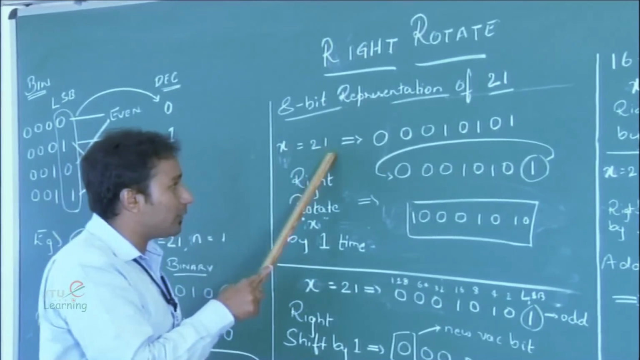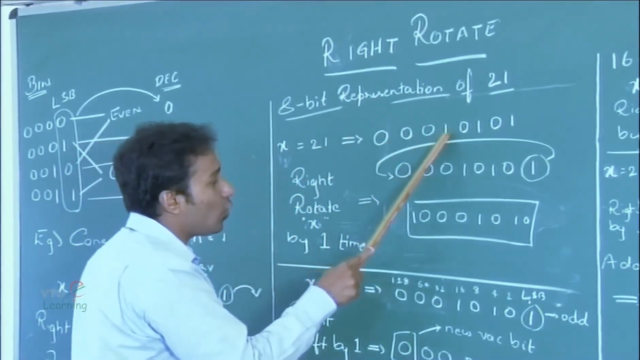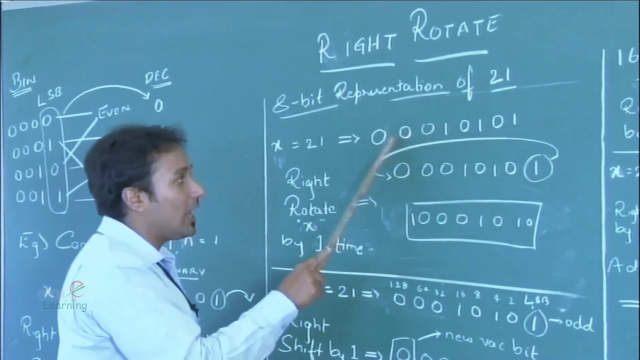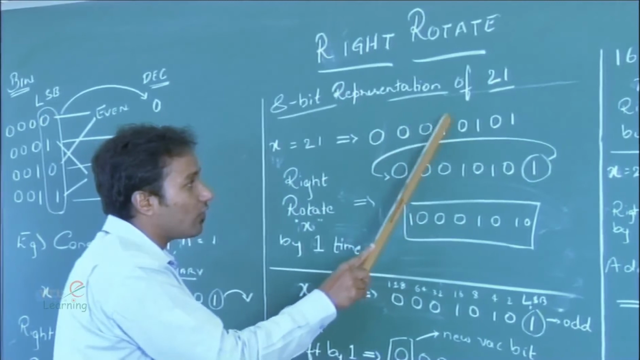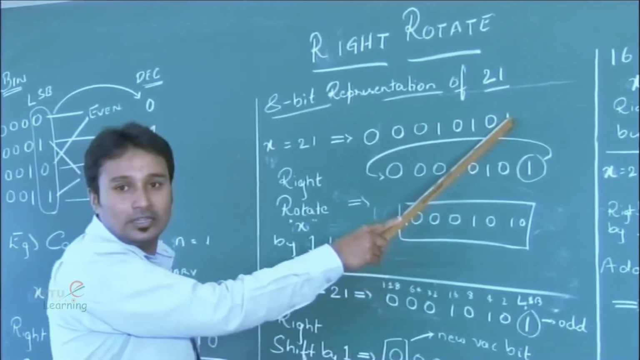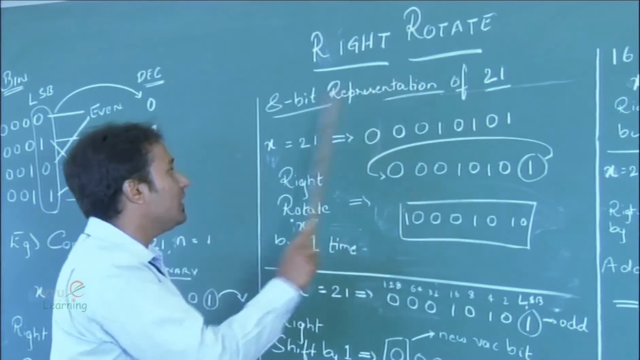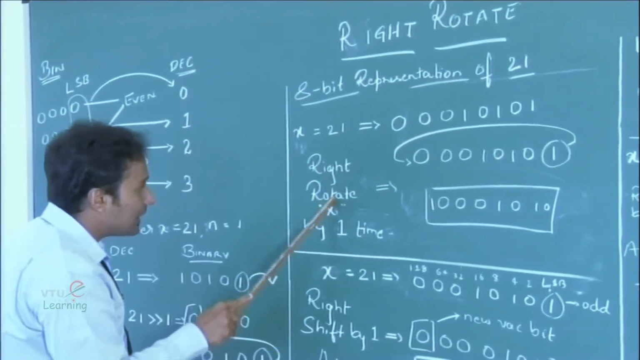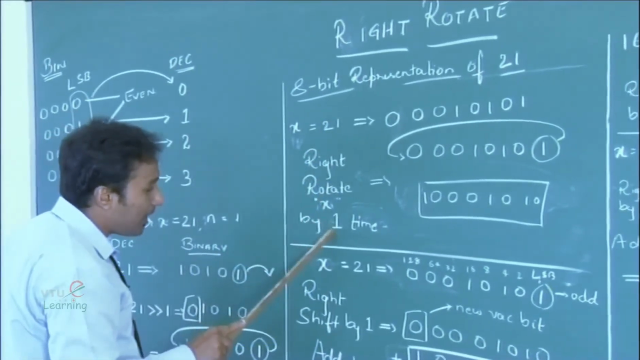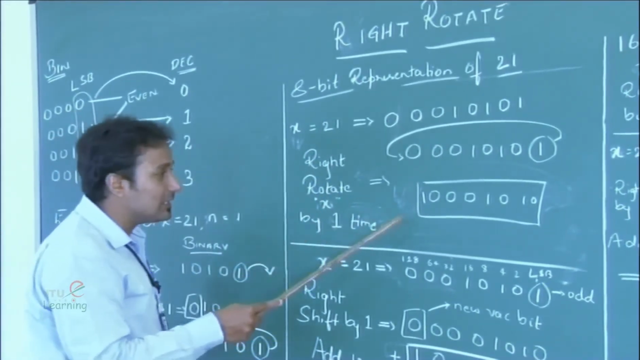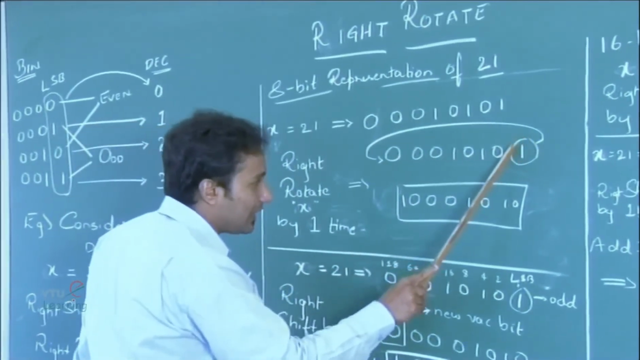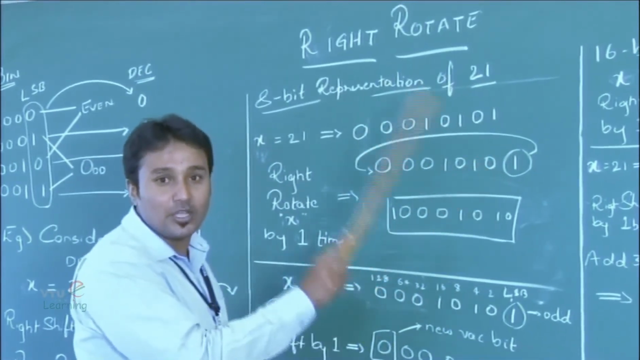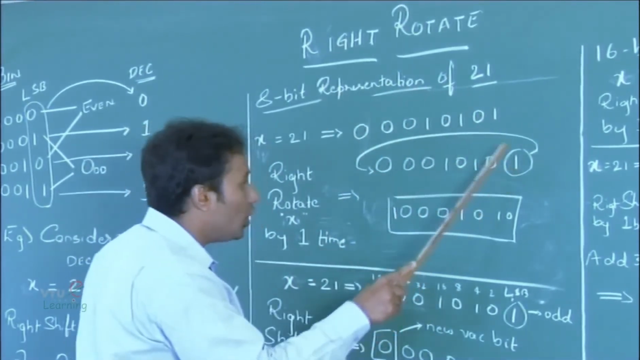x equals 21, which implies 00010101 will be its 8-bit representation as we count 1, 2, 3, 4, 5, 6, 7, 8. This is the 8-bit representation of the given number. Now, if I want to right rotate the same number 21 by 1 time, what happens here? See, this is our LSB. If the value of the LSB is 1, then definitely the given number is odd. I need to rotate.